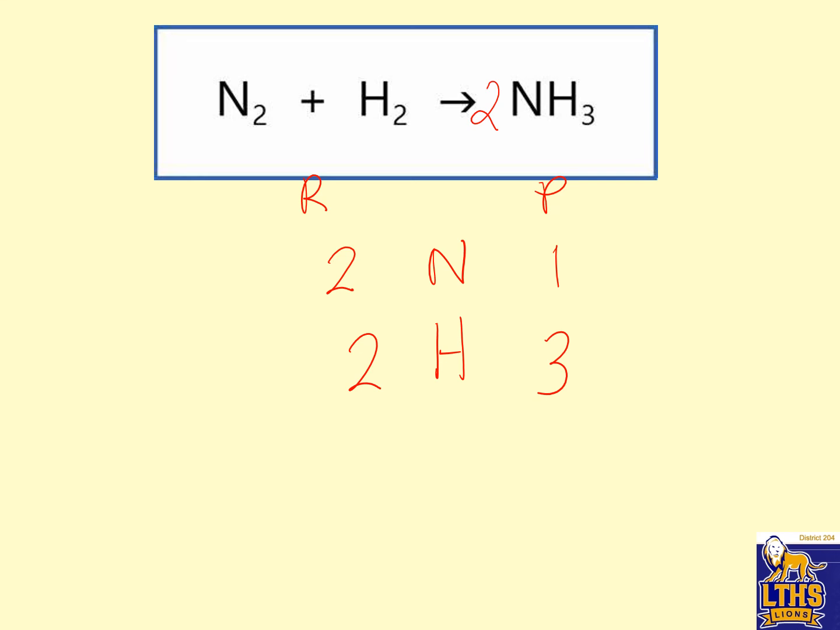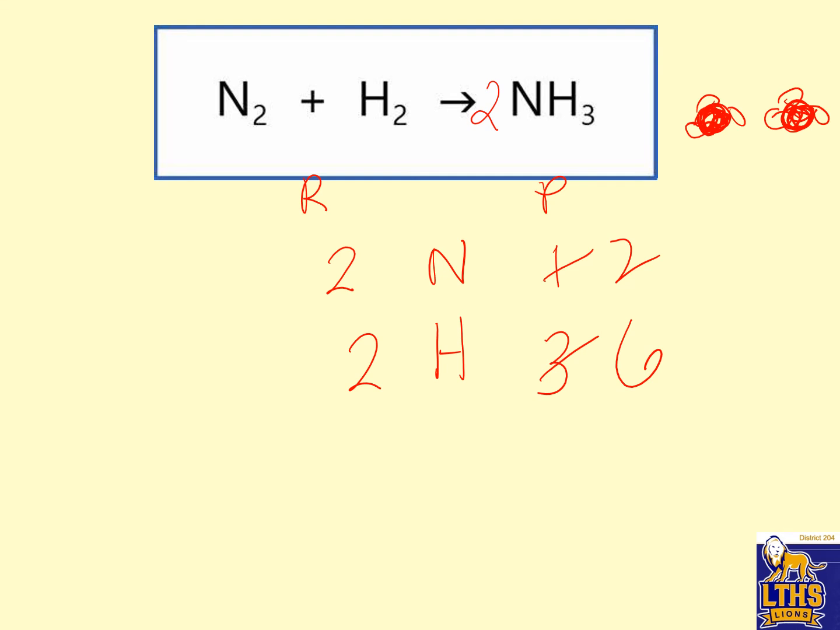If I put a 2 there, that means that here's what one looks like. There's an N and 1, 2, 3 H's, right? Now if I have 2 of them, an N, 1, 2, 3 H's, so now I have 2 N's, but now I have 6 H's.